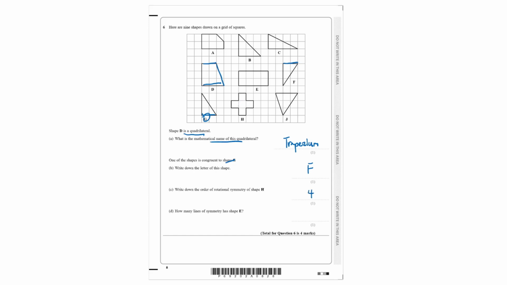How many lines of symmetry has shape E? Well, shape E has 1 and 2 lines of symmetry. So we can write here 2.